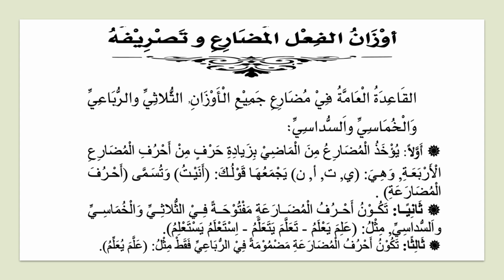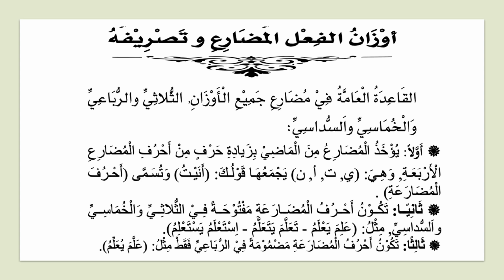A harf. What is a harf? A letter. بزيادة حرف, we will increase with a letter من أحرف المضارع الأربعة, from the 4 letters that are used for the present tense. They are ya, ta, hamza and nun. And you can combine them in the statement أنيت. You just memorize أنيت. And تسمى أحرف المضارعة, they are called the letters of the present tense. أحرف meaning letters. That's the first principle. All of them will take a letter from the ya, the ta, the hamza and the nun. They will attach to the beginning of that verb.